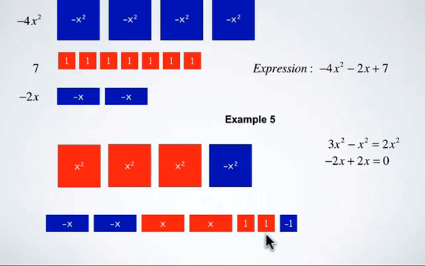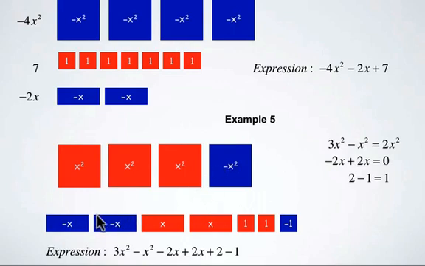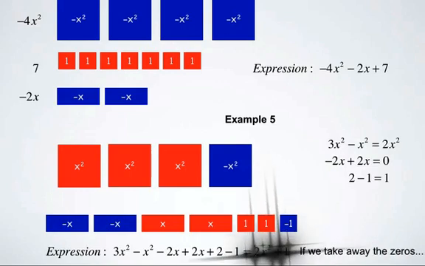If we come to the 1 tiles, we have 2, 1, 2, and a negative 1. So really, this is only 1. Here's a 0. Even though we see it, it has no value. The only tile that has value is this one right here. So we could write it as 3x squared, negative x squared, negative 2x, 2x, positive 2, negative 1. But in its simplest form, if we take away the zeros, it's 2x squared plus 1.